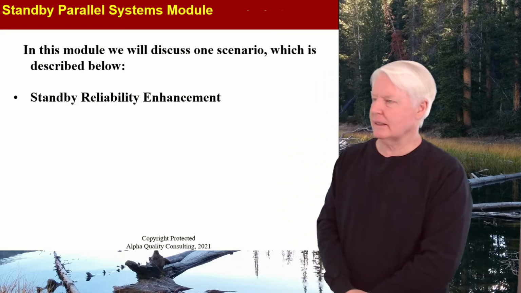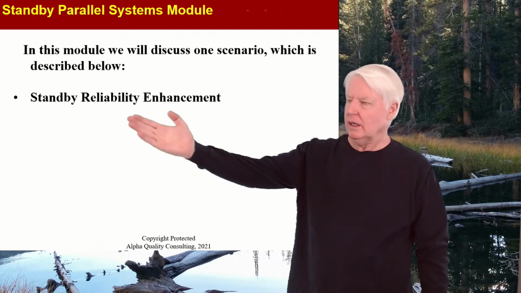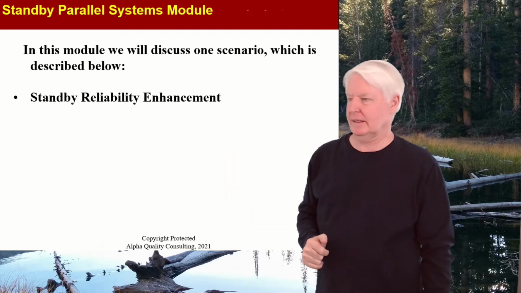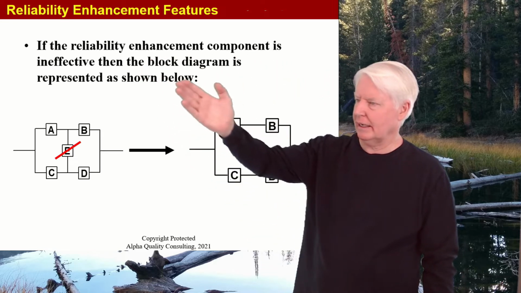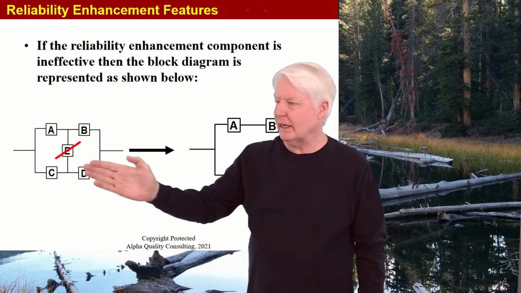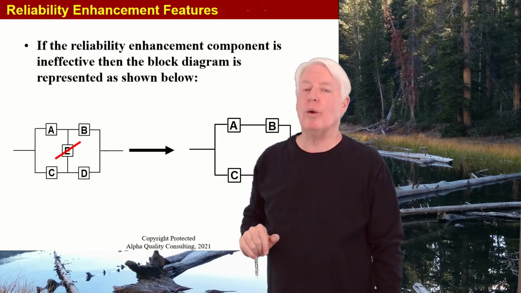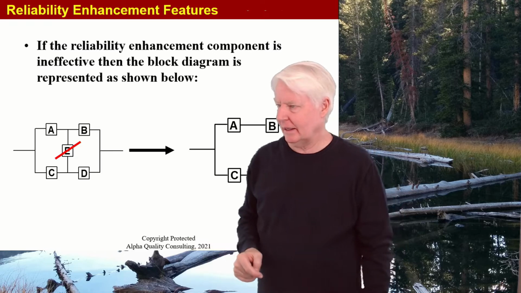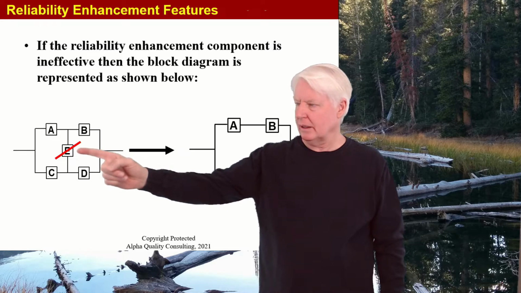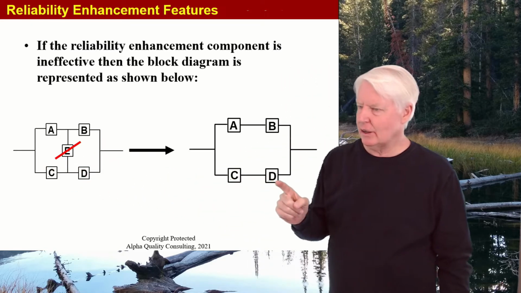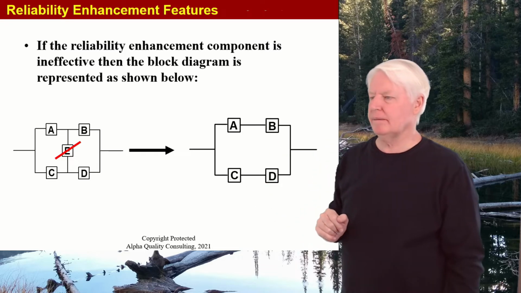All right, let's get back to the lecture at hand. In this module, we'll discuss one scenario, standby reliability enhancement. If the reliability enhancement component is ineffective, then the block diagram is as shown below. What you're doing here is adding something that promotes the reliability of the system. Maybe it's an oil additive or something like that. You add something to the system that improves the reliability. But if that is not there, then you have this block diagram. So you have a series parallel mechanical circuit, if you will.